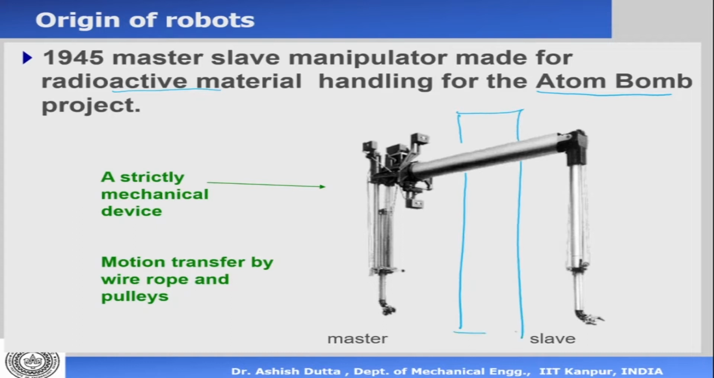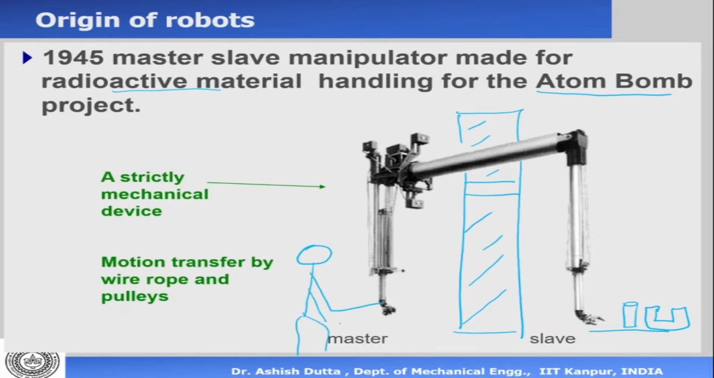So for example, there is a wall with a very small window here. If you want to handle something, for example, lift this object and assemble it inside this hole, the operator stands here and holds the master arm. This master arm has revolute joints, and each joint is connected by wire rope and pulley to the corresponding joint of the slave arm.